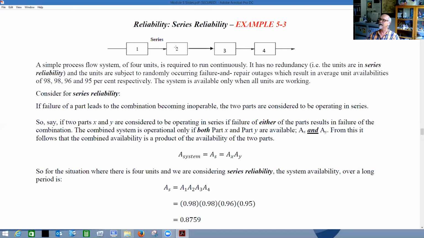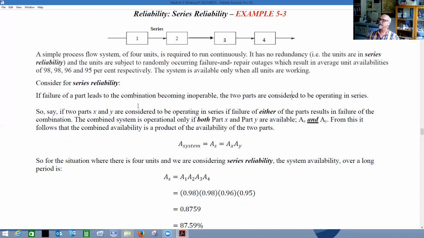So 98, 98, 96, 95% respectively. The system is available only when all units are working, because obviously if that drops out, nothing happens. If that one drops out, nothing happens. So they all have to be available. So for series reliability, if the failure of a part leads to the combination becoming inoperable, the 2 parts are considered to be operating in series.